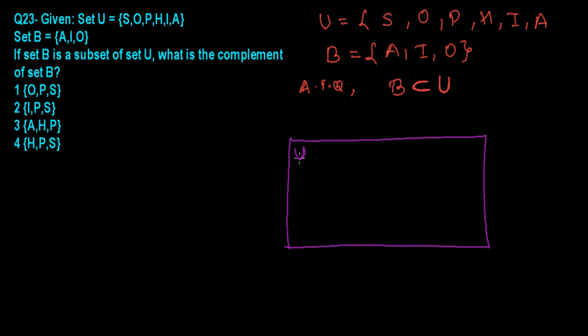Let's say this is the universal set U, and let me make a circle for the elements containing B. So here is the set B that is containing A, I and O. Let's write all the elements left on the outside. So S is here, O is already here, P is not present in B so P will be here, H is also not present here so we can write H here, and I and A are already present in B.